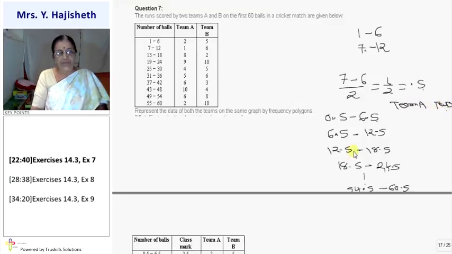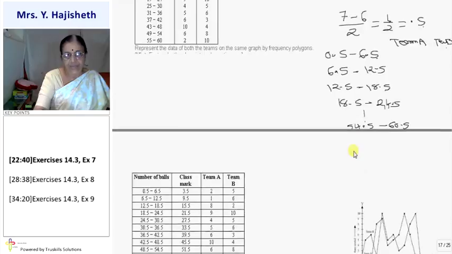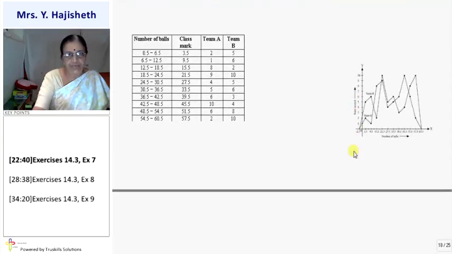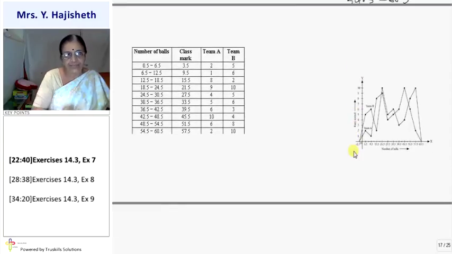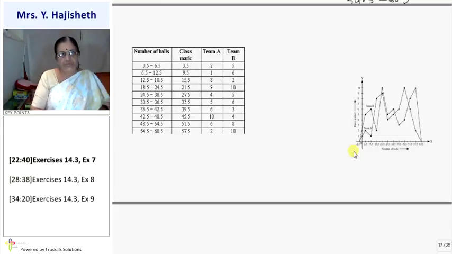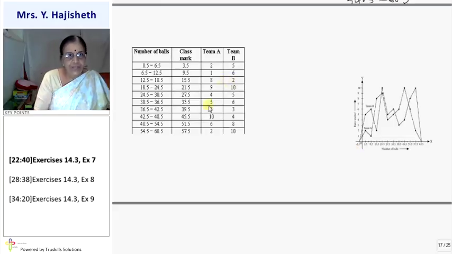Okay, so this you can avoid the gap. Now after avoiding the gap, you will get the position like this: 0.5 to 6.5, 6.5 to 12.5. Now you will find out the class mark of each class. Class mark means upper limit plus lower limit upon 2. So 0.5 plus 6.5, so 7 upon 2.